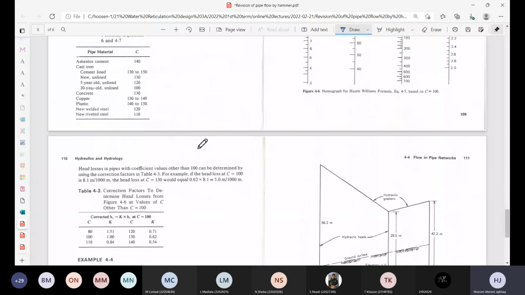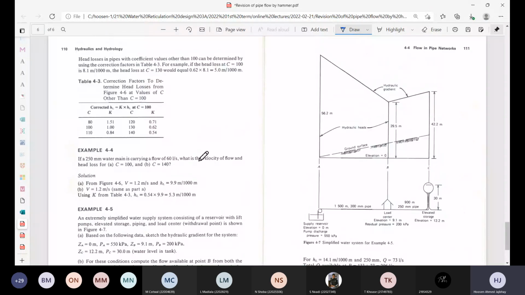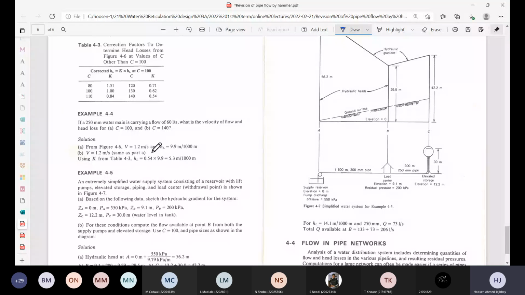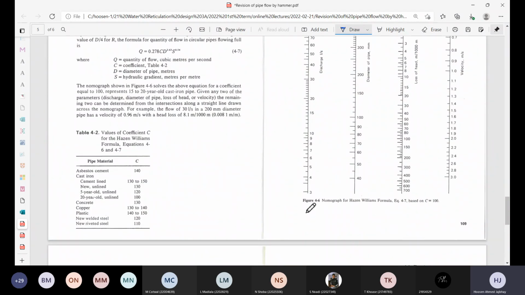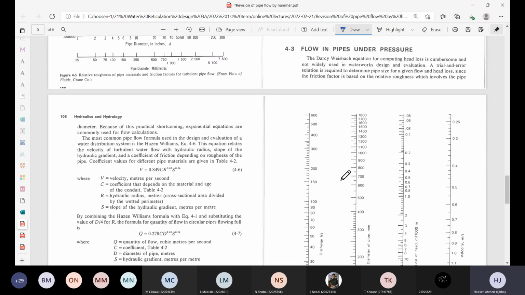The next example that occurs in the set of notes that I've given to you, in this chapter or section of notes, is example 4.4. Again, a very simple example, but it's an illustration of the nomograph that's given to you earlier. On figure 4.6, if you look there, this is a nomograph, and it helps you to solve the Hazen-Williams equation. Instead of actually substituting into the formula, you could use this nomograph.